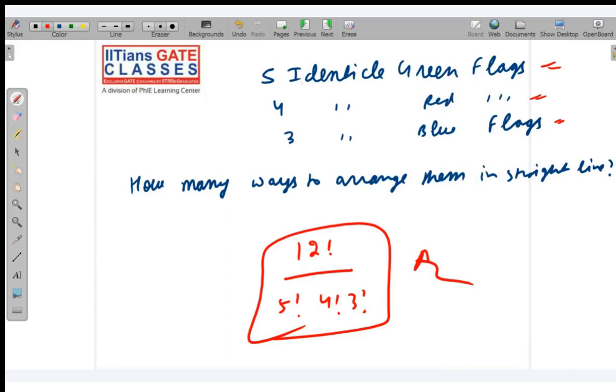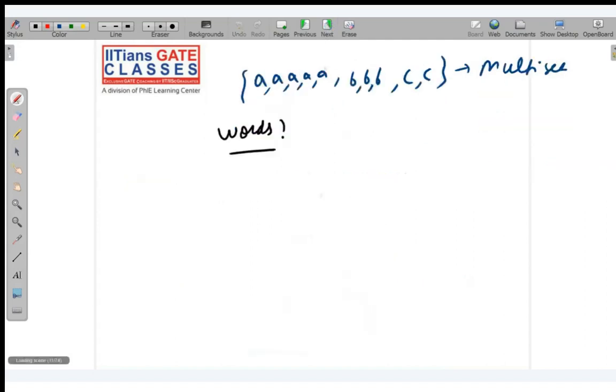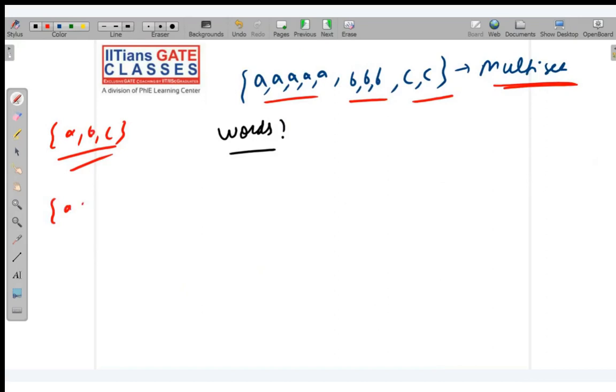Next is a multi-set with 5 A's, 3 B's and 2 C's. In a set, repetition is not allowed, like this is a set. But if I say double A, B, C, this is a multi-set. A multi-set means a set in which we have repetitions.